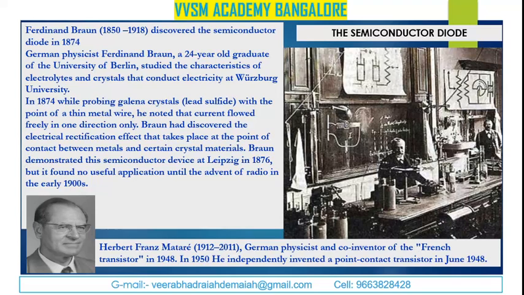Braun had discovered the electrical rectification effect that takes place at the point of contact between metals and certain crystal materials. Braun demonstrated this semiconductor device at Leipzig in 1876, but it found no useful application until the advent of radio in the early 1900s. This is the German physicist Ferdinand Braun, working in his electronics laboratory.